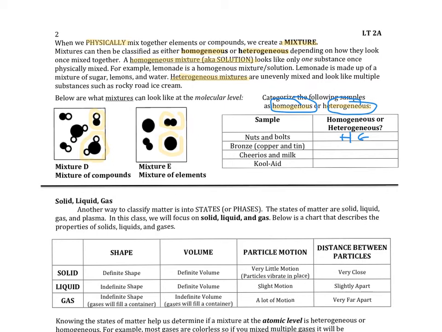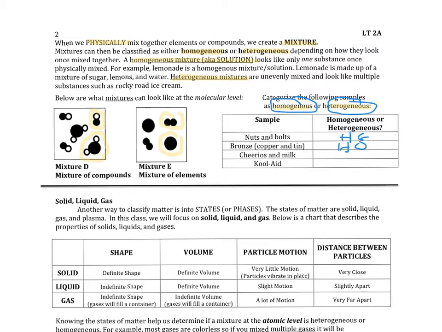Next, I've got bronze. Now, this one you may have to look up, but bronze is a mixture of two different metals. Think about what bronze looks like. If you were to look at bronze, think about the medals at the Olympics. It looks like only one thing, right? I can't see individual little pockets of copper and of tin. It's actually homogeneous, and in fact, it is considered to be an alloy.